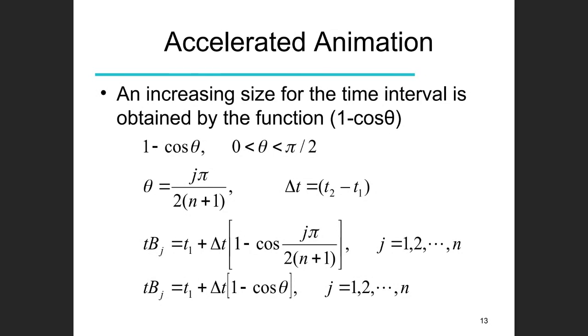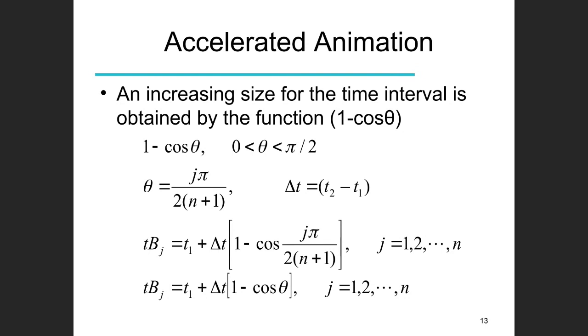An increasing size for the time interval is obtained by the function 1 minus cosine theta. So basically, we are using this equation to model the acceleration, where we have to show that spacing is increasing on the timeline. So we have to use the equation 1 minus cosine theta. In this equation, theta is going to vary from 0 or greater than 0 and less than pi by 2. And we can write the equation for theta, which is equal to j pi divided by 2(n plus 1).